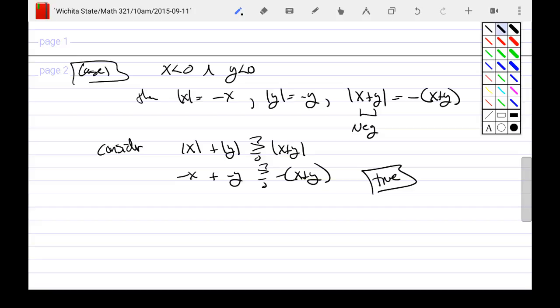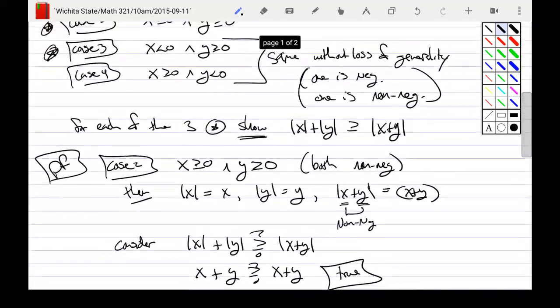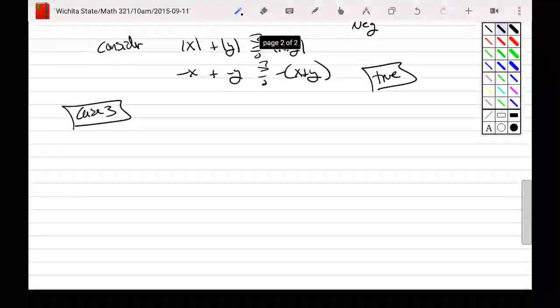This triangular inequality works if you pick both numbers on the right or both numbers on the left. Now comes the more interesting problem. What if one's on the right and the other's on the left? That's what case three is about. It doesn't matter which you pick, so we'll just pick one. So case three was, what did I write up above? The x is on the left and the y was on the right.